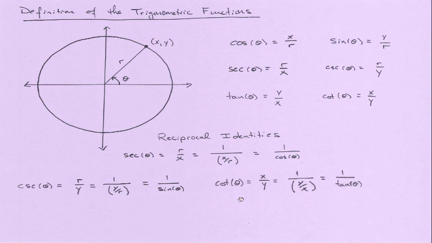We can do the same thing with cotangent. Cotangent of theta is x over y, but that's equivalent to 1 divided by y over x. Y over x is tangent of theta.